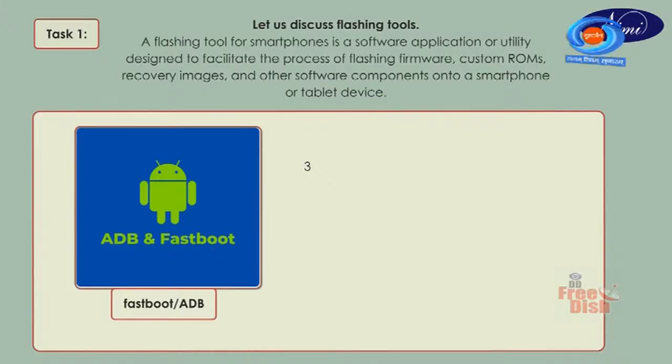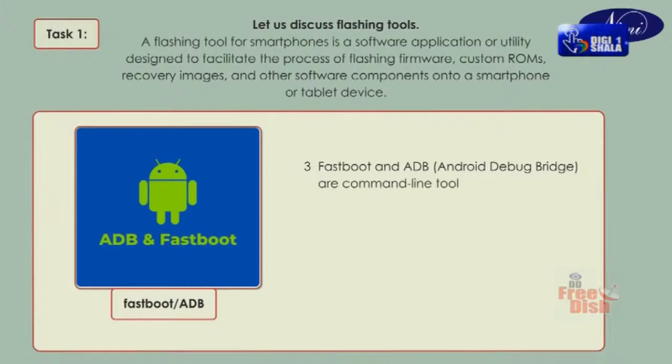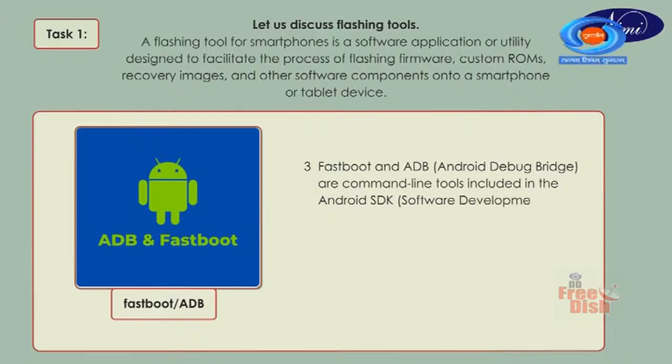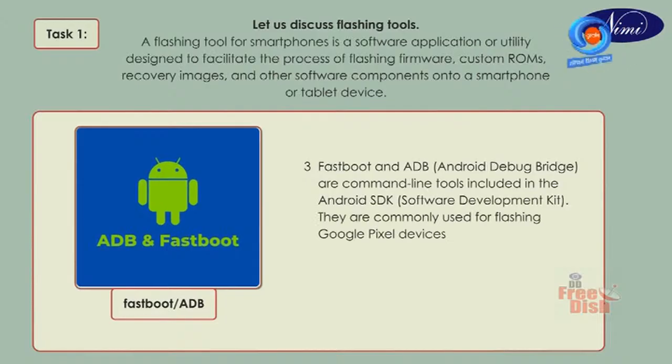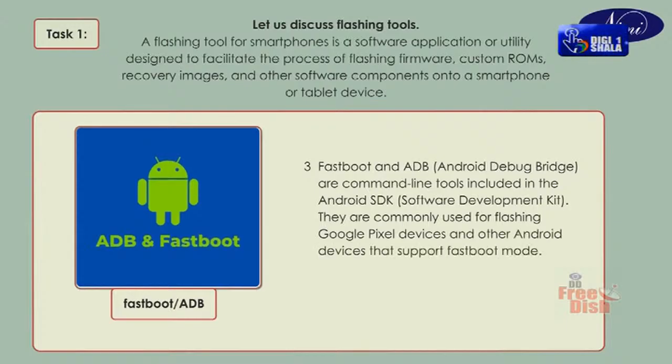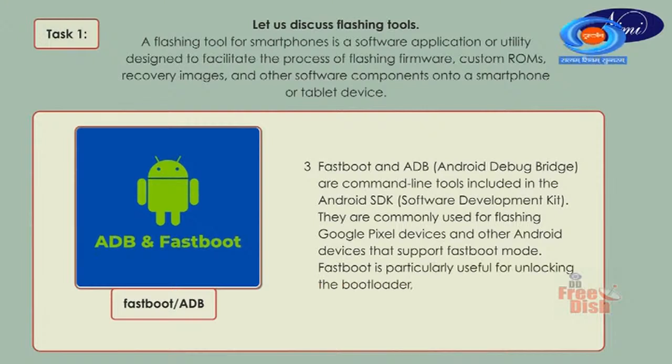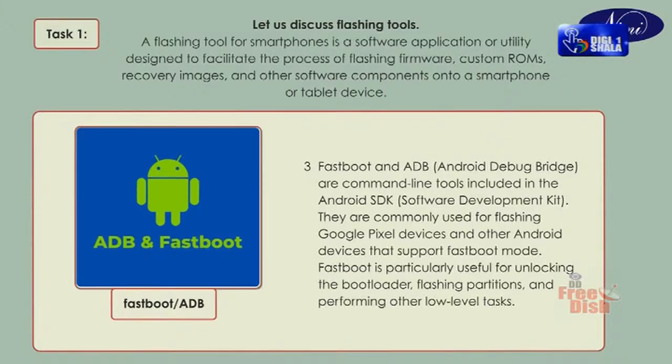Number 3. Fast Boot or ADB. Fast Boot or ADB, Android Debug Bridge, are command line tools included in the Android SDK, software development kit. They are commonly used for flashing Google Pixel devices and other Android devices that support Fast Boot mode. Fast Boot is particularly useful for unlocking the bootloader, flashing partitions, and performing other low-level tasks.